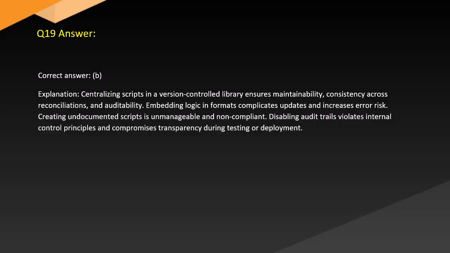Answer. Correct answer: B. Explanation. Centralizing scripts in a version-controlled library ensures maintainability, consistency across reconciliations, and auditability. Embedding logic in formats complicates updates and increases error risk. Creating undocumented scripts is unmanageable and non-compliant. Disabling audit trails violates internal control principles and compromises transparency during testing or deployment.